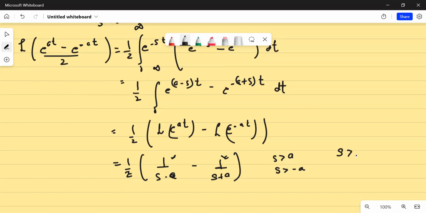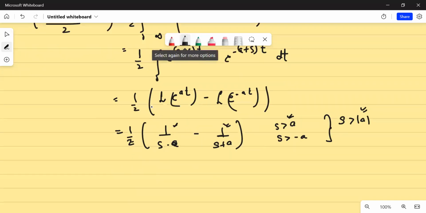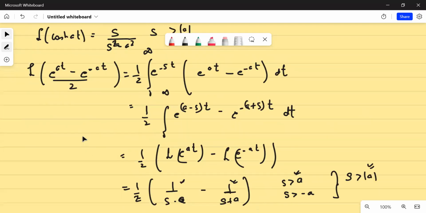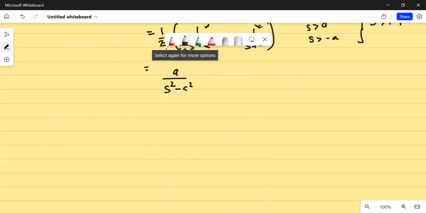So I'll write s is greater than modulus of a. If a is positive, then this will be true. If a is negative, then this will be true. Is that clear? So for all s greater than modulus of a, the Laplace transform of sine hyperbolic at can be defined, and this would be equal to a upon s square minus a square. And on similar lines, you can find the Laplace transform of cos hyperbolic at, and this is also true for all s greater than modulus of a. Is that clear? Yes, brother. Okay.